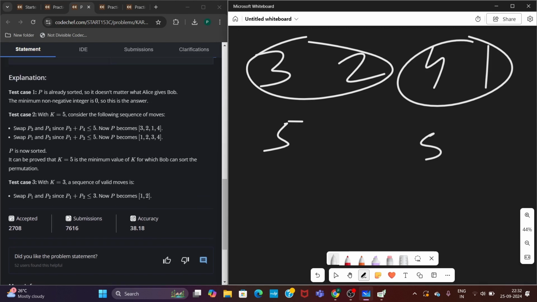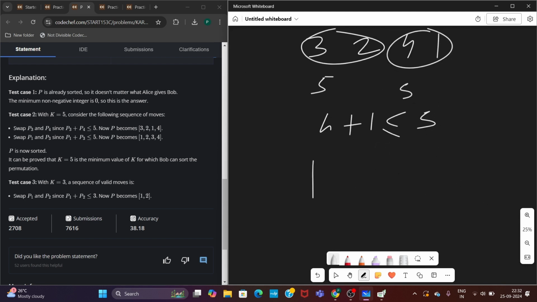So see over here, 4 plus 1 is 5, and 3 plus 2 is also 5. For example, we have chosen the number 5. So 4 plus 1 is 5, which is less than or equal to 5 in this case. So we will swap. Our array will now be 3, 2, 1, 4.